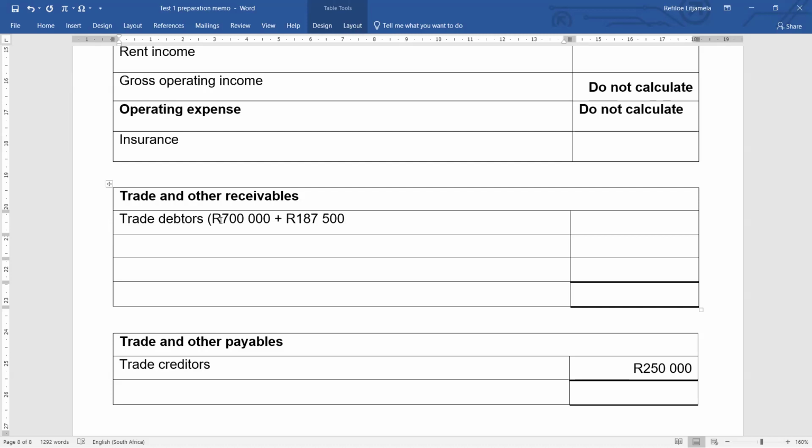Because debtors control is people that owe us. So we record it in trade and other receivables as trade debtors. It represents people that owe us. I'm done with that 187,500.